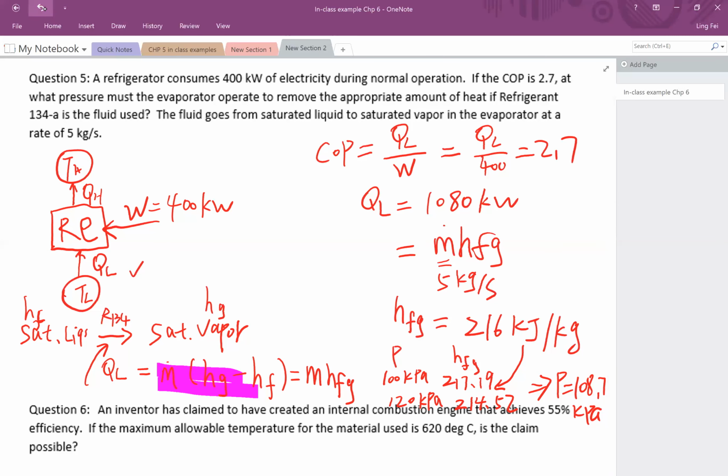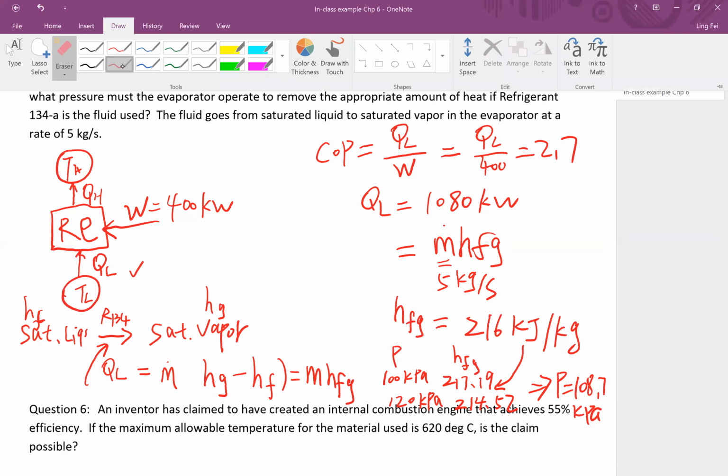I accidentally erased this part. Okay, so that's the question.